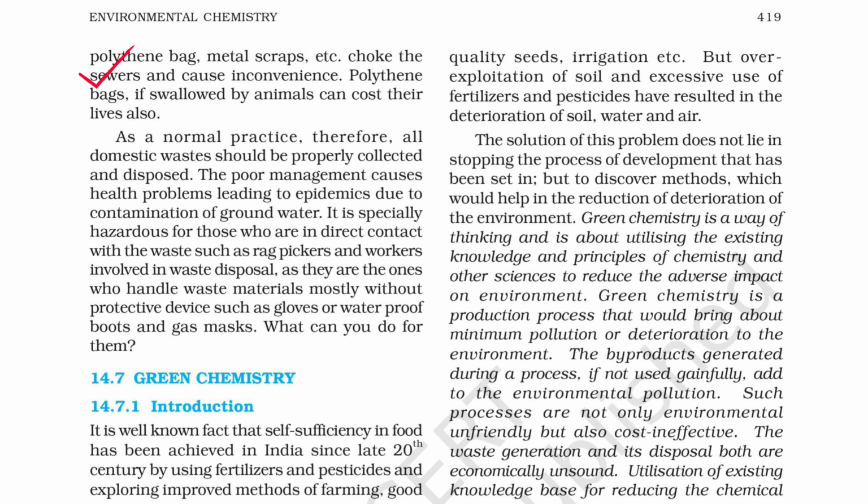Non-biodegradable wastes like polythene bags, metal scraps, etc. choke the sewers and cause inconvenience. Polythene bags, if swallowed by animals, can cost their lives also. As a normal practice, therefore, all domestic waste should be properly collected and disposed.